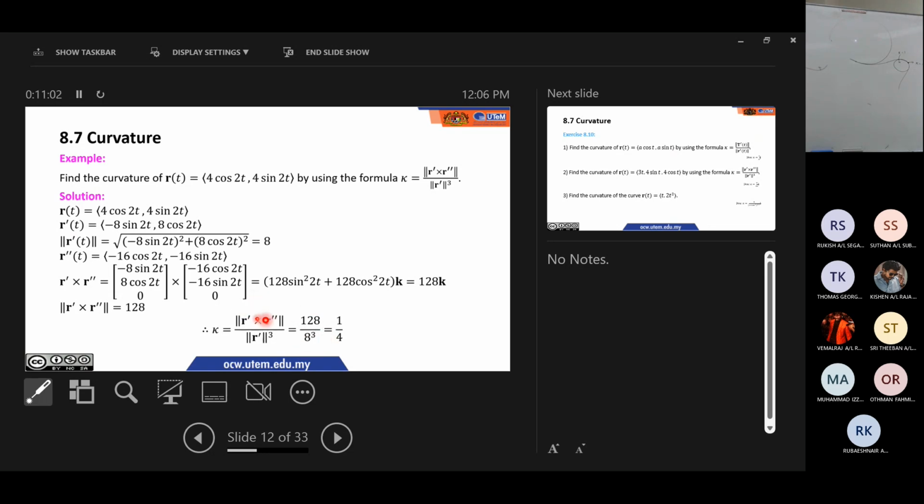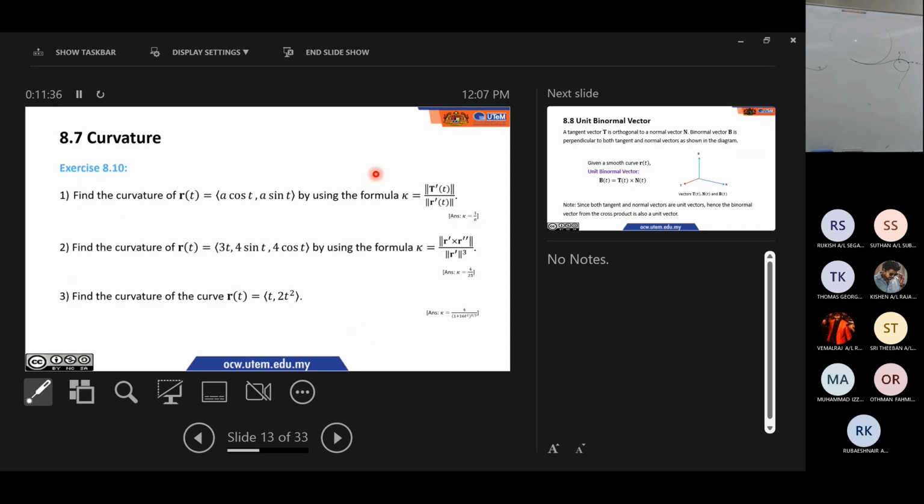Then for the numerator, you have to find the cross product first, so r prime cross with r double prime. You have r prime, you have r double prime, you just find the cross product, then find the magnitude. Okay, got it? Then you just put it into the given formula and you will get the answer. Okay, let's have a try to find this curvature.